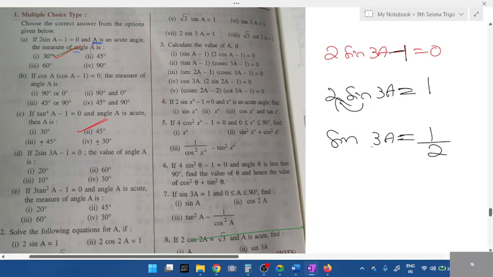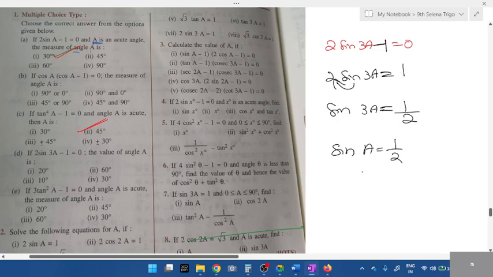Fine. Now we have sine 3a, students. If I write sine a, ignore this 3. Sine of which angle gives half? Sine 30 degrees. How much is sine 30? 1 by 2. Okay, sine 30 is equal to 1 by 2. I'll keep sine 3a as it is.